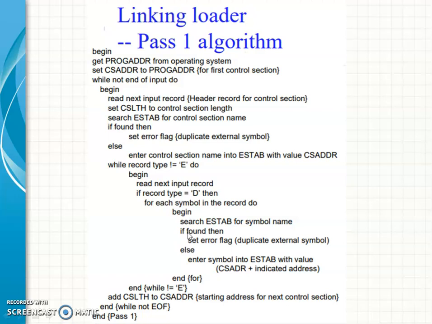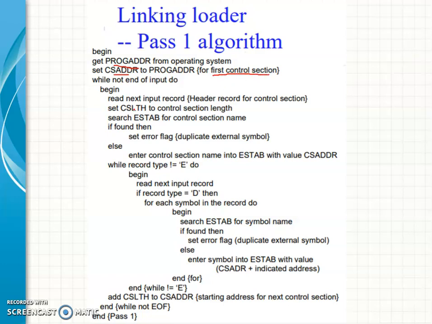So in this video, we will be learning about the machine independent assembler features, which includes the algorithm that is related to the linking loader. So we will be having a program address that is given by the operating system, that is PROGADDR. It will be stored in this variable. Then CSADDR, that is the control section address, in which the value of PROGADDR will be stored. And this action will be performed if the control section is the first control section.